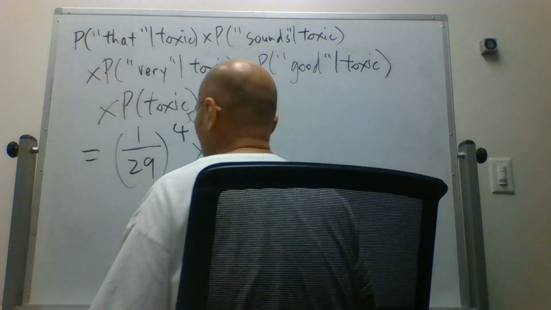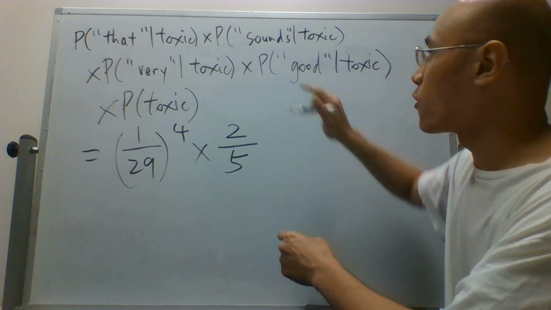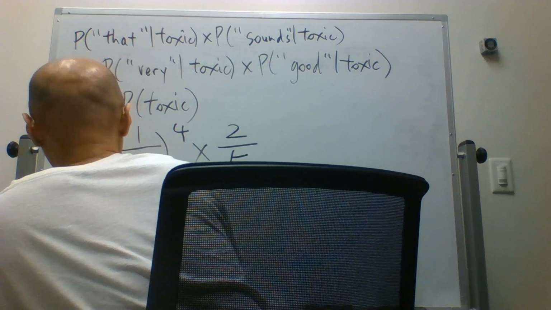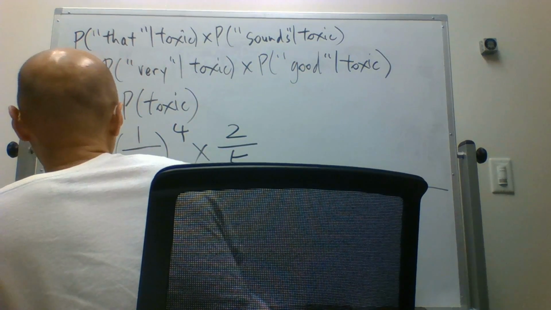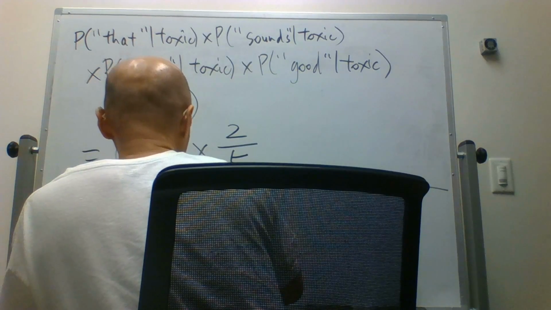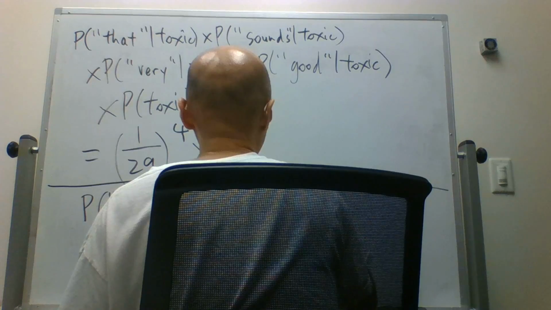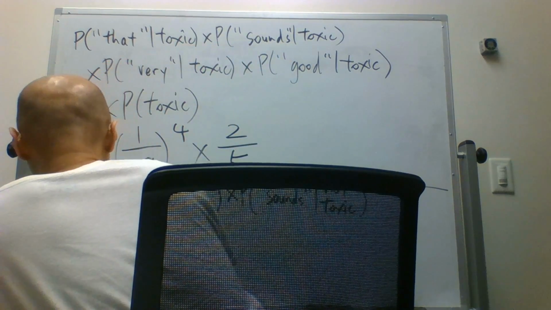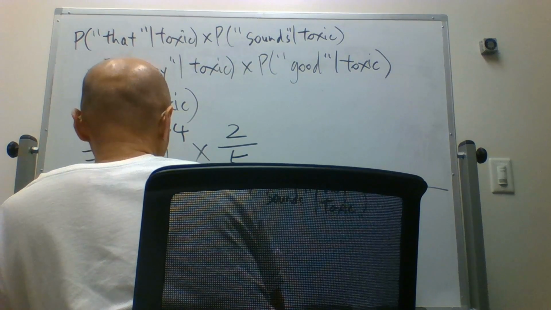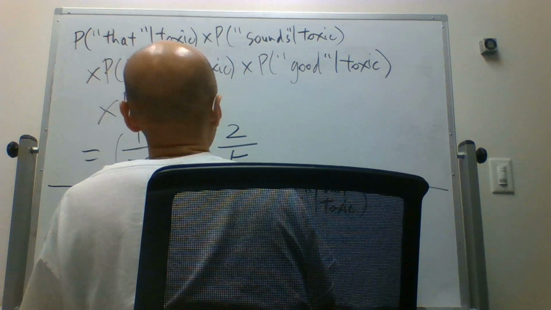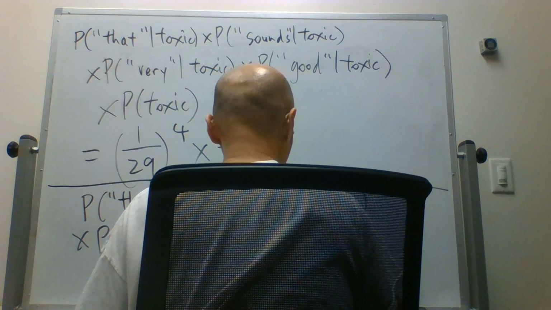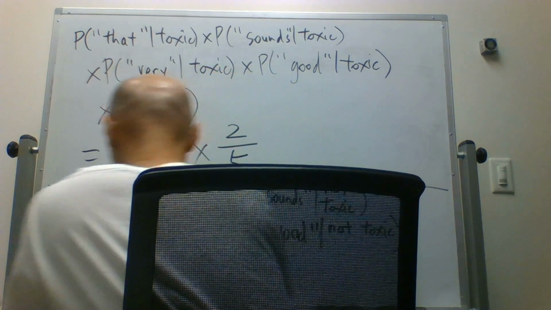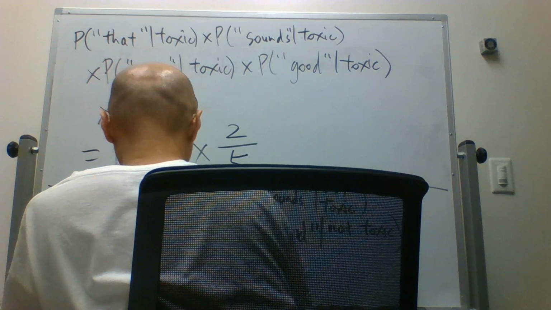We're not going to go through every little detail for the not toxic calculations. We're just going to write down what we need to calculate, and then write down what the number is at the end. So we need to calculate P of that given not toxic, times P of sounds given not toxic, times P of very given not toxic, times P of good given not toxic, times P of not toxic.